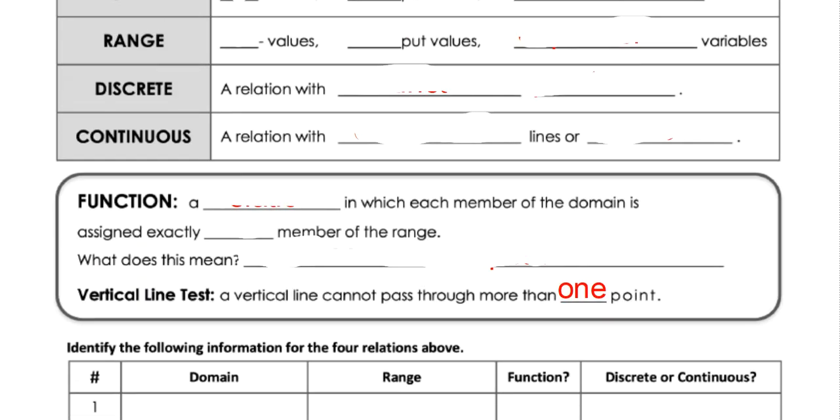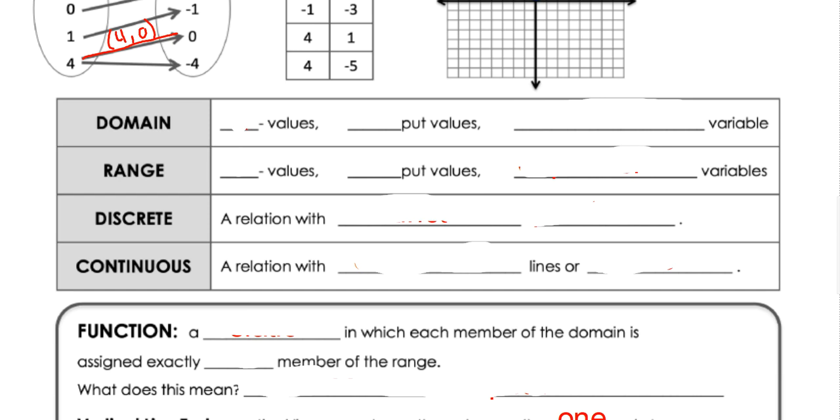Some key points about those. So the first thing is the domain. Domain is all the x values or input values in a relation. And those are our independent variables. The range is the opposite of that. That's all our y values. Those are all your output values. And they are the dependent variables. So you've got your domain and range.